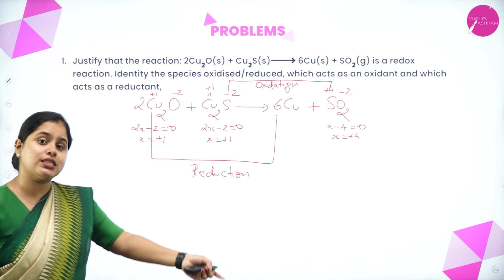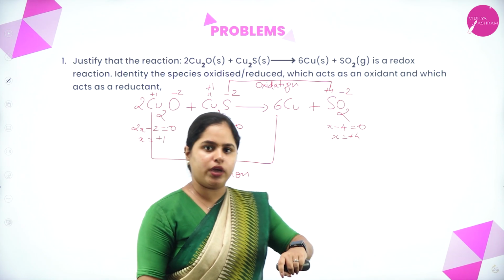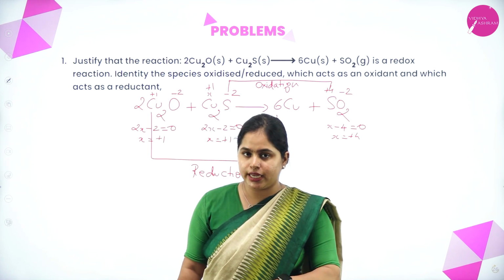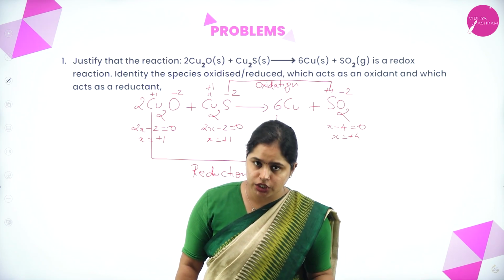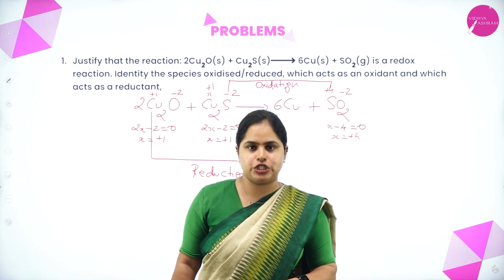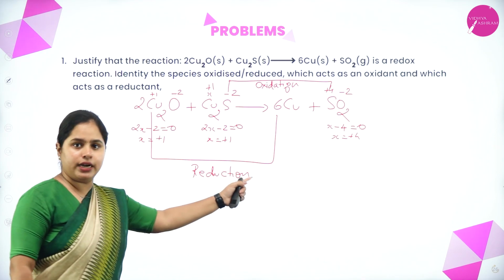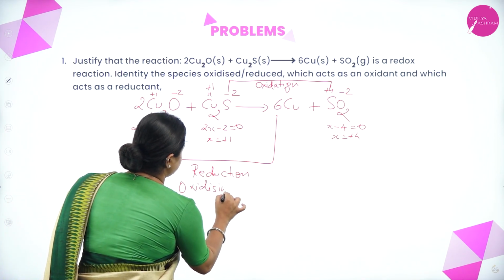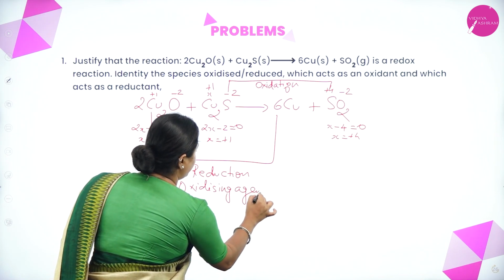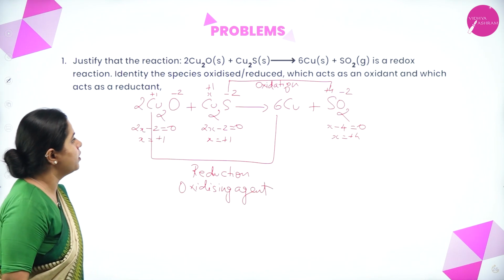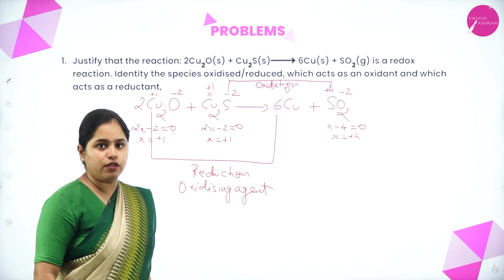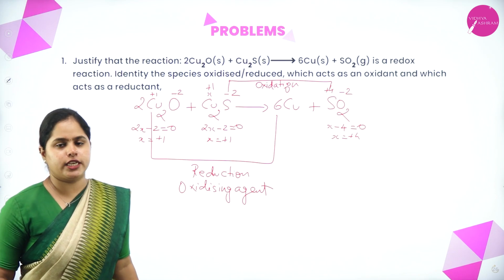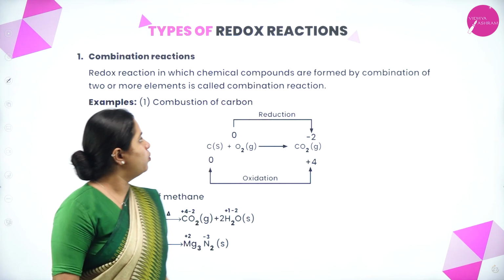And which is the oxidant and reductant here? Which is undergoing oxidation, that will be the reducing agent, and which is undergoing reduction, that will be the oxidizing agent. We know that copper is undergoing reduction, so this will be the oxidizing agent. So which is the oxidizing agent? It is copper oxide. Now what is happening to sulfur? It is undergoing oxidation. So copper sulfide is the reducing agent. So I hope it is clear. Now moving on.